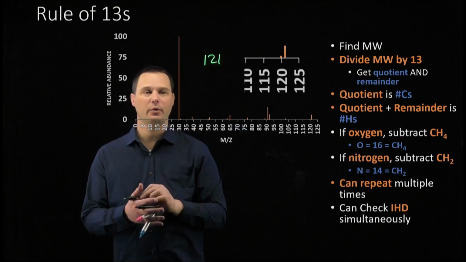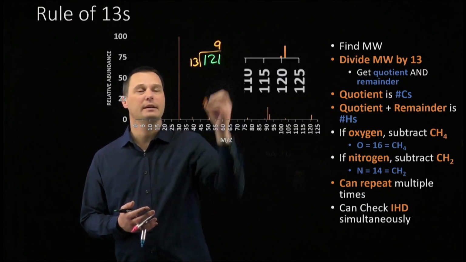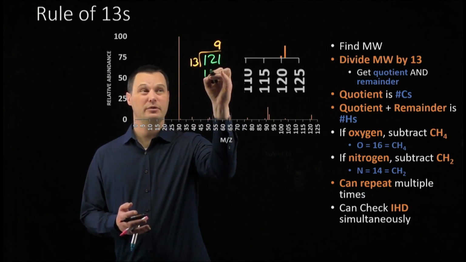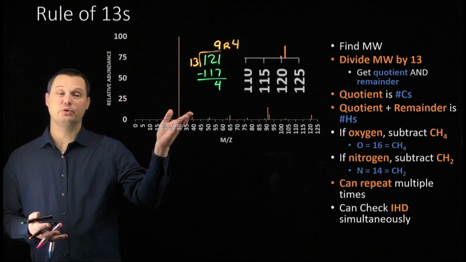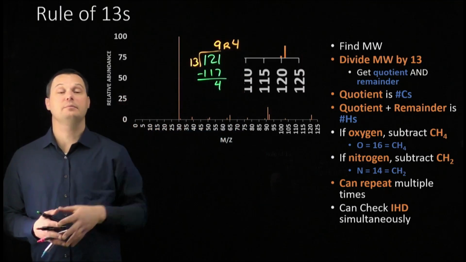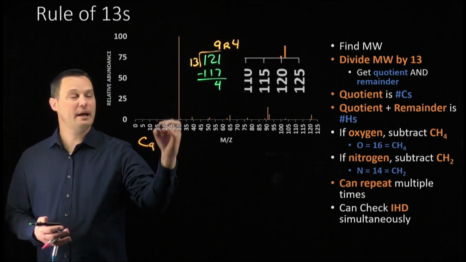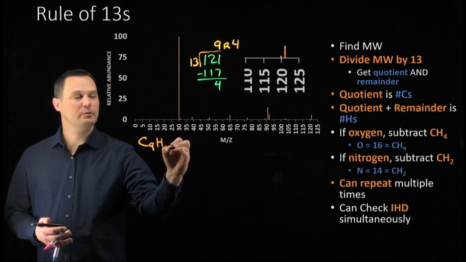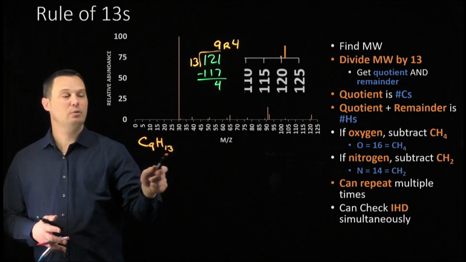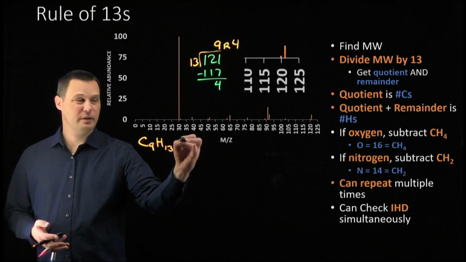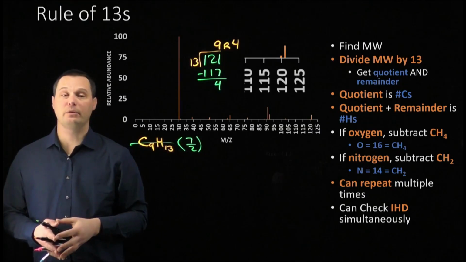The molecular weight looks like it's 121. Divided by 13, 10 would be 130, so it must be 9. 13 times 9 is 117, which gives me 9, remainder 4. Now, a molecular mass of 121 is already starting to ring some bells in my head, but let's go through with the analysis. The straight results from the rule of 13 tell me there's 9 carbons, and 9 plus 4 equals 13 hydrogens. Remember, the remainder isn't the number of hydrogens, it's remainder plus the quotient that gives you the number of hydrogens. But actually, this gives me an IHD of 7/2, so I know that this actually can't be a molecular formula for this structure.